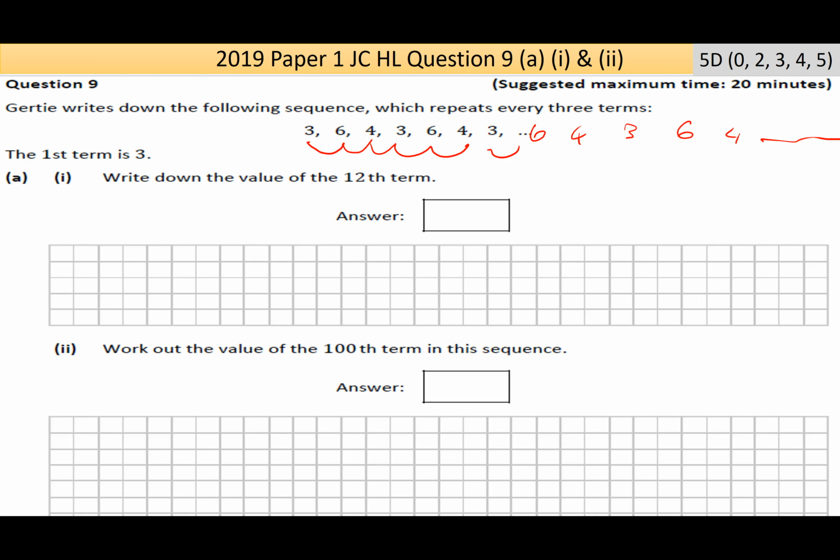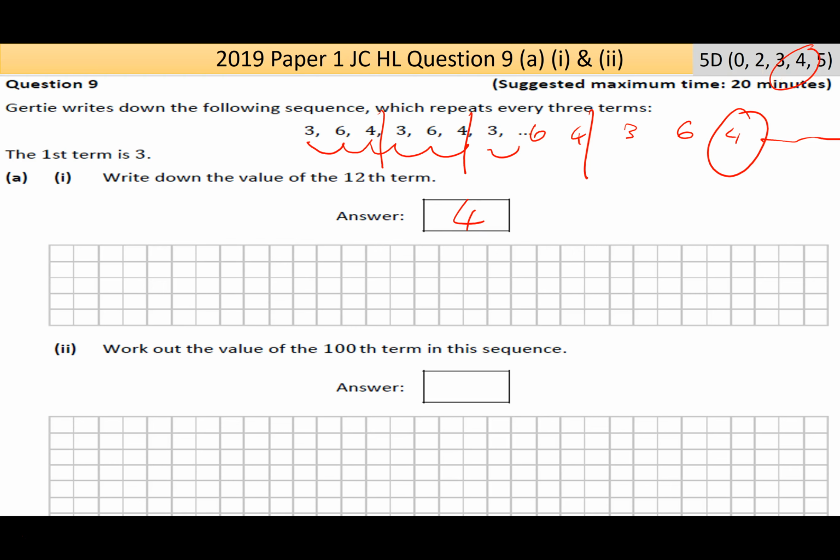Part A, part 1 says write down the value of the 12th term. I've done the work there: this is the 3rd, then the 6th, the 9th, and this is your 12th term. So the answer is 4. Now parts 1 and 2 are marked together, so if you get one of the parts correct, usually you'll get the 4 marks at that stage.